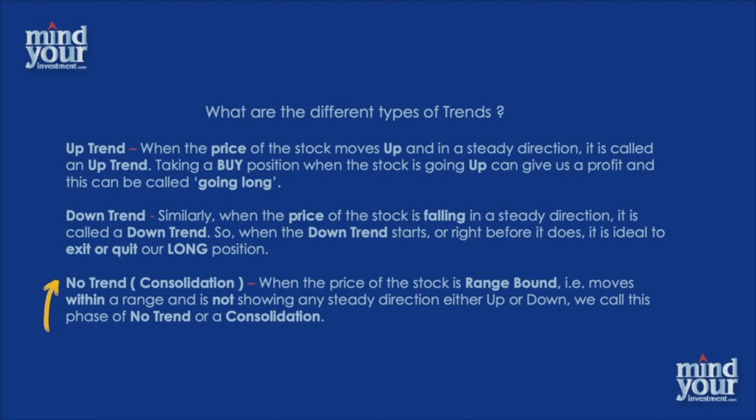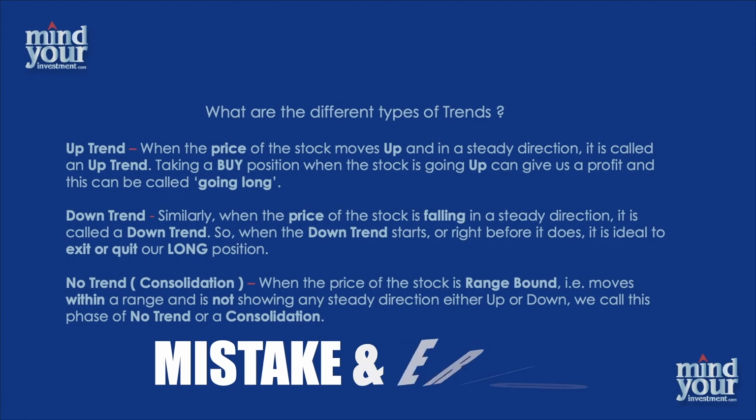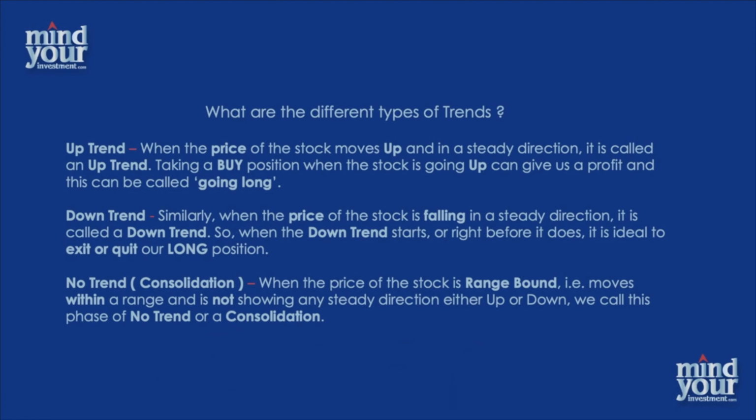Now we talk about the third point, and the third point is no trend or consolidation. Now this is the trickiest part of trend analysis, and this is where every mistake or error happens. What happens is, in a phase of consolidation or no trend, the stock's price is range bound. So when the price of the stock is range bound or moves within a range or not showing any steady direction either up or down, we call this a phase of no trend or a consolidation.